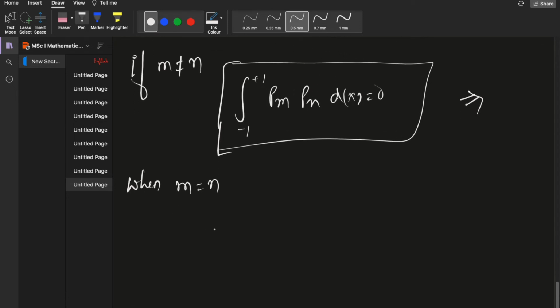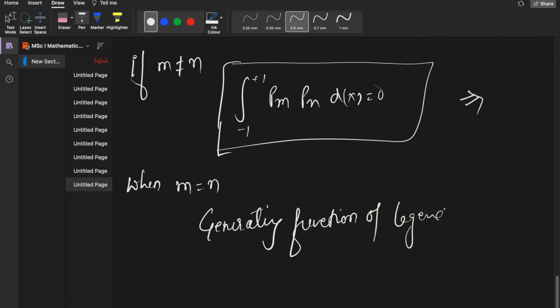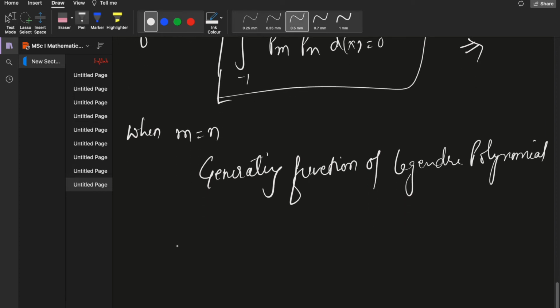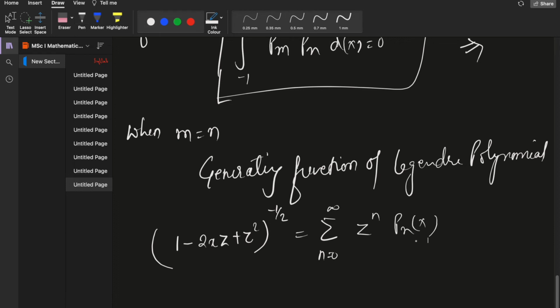As we know, the generating function of Legendre polynomial. What is the generating function? (1 minus 2xz plus z square) to the power minus half is equal to summation n tends to 0 to infinity, z to the power n Pn(x).